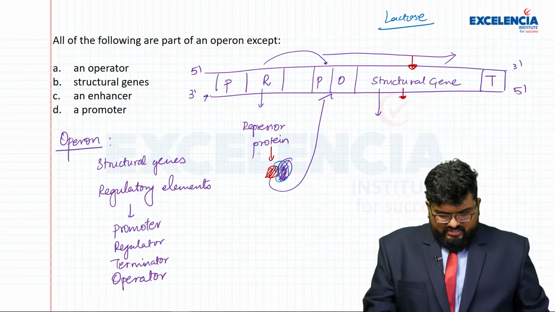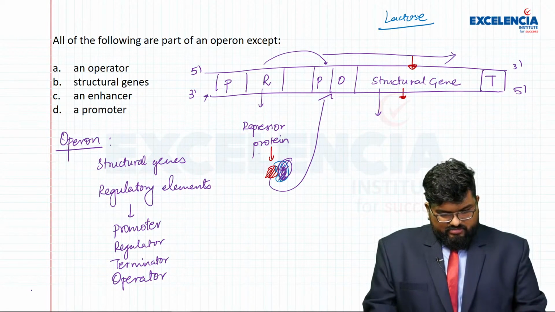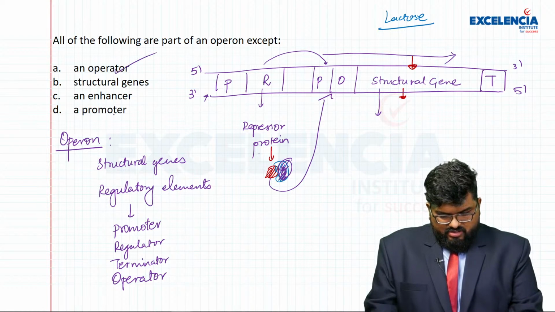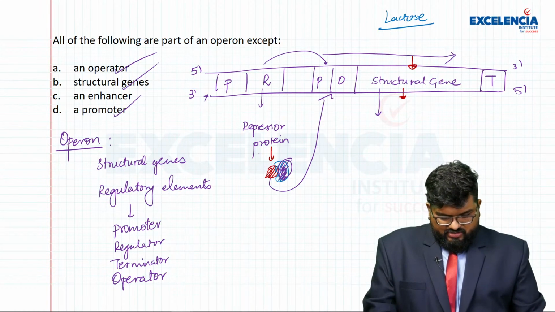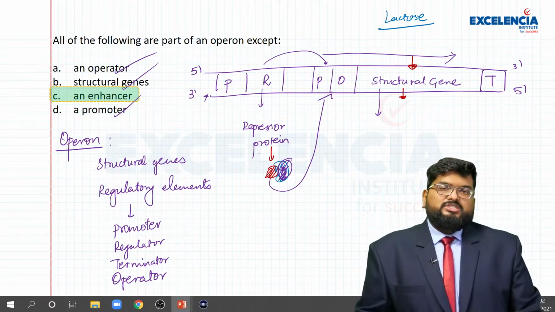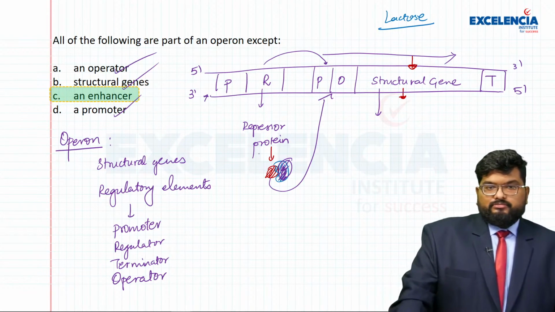So the sequence that is not a part of the operon: we have the operator, the promoter, and the structural genes. So the enhancer is not a part of the operon. Got it?